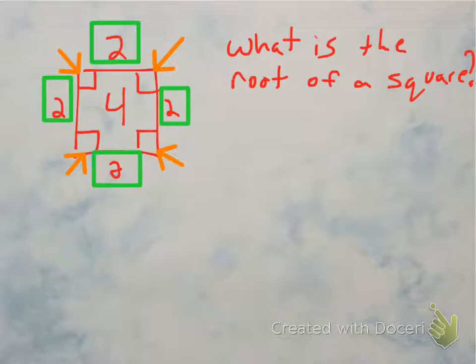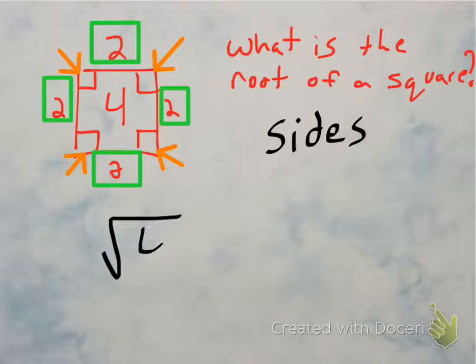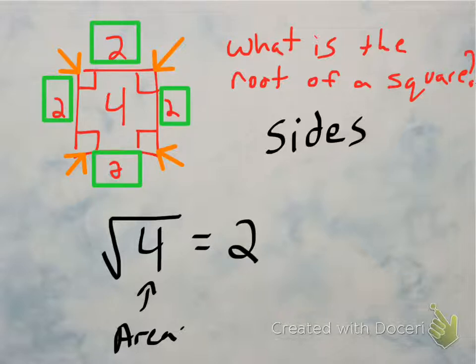Alright, so the root of a square are the sides. So this is where square root comes from. When you have the square root of 4, it's asking you, what is the root of the square with an area of 4? This represents area. So, if the sides are the roots, it's really asking, what are the sides of a square that has an area of 4? So, that's 2, because 2 times 2 is 4.